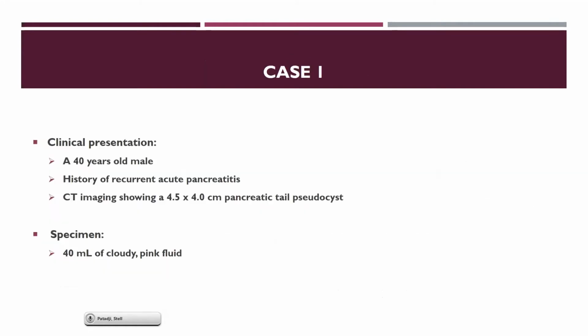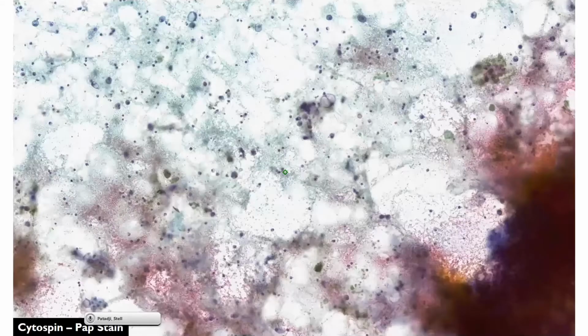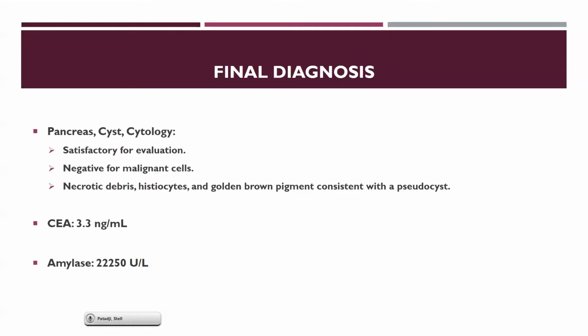Moving on to the reporting. Our first case is that of a 41-year-old male with recurrent acute pancreatitis and pancreatic tail pseudocysts. We received 40 milliliters of cloudy pink fluid. The cytospin shows many macrophages in a background of debris and abundant blood. These findings were negative for malignant cells and consistent with a pseudocyst supported by the low CEA and high amylase level.